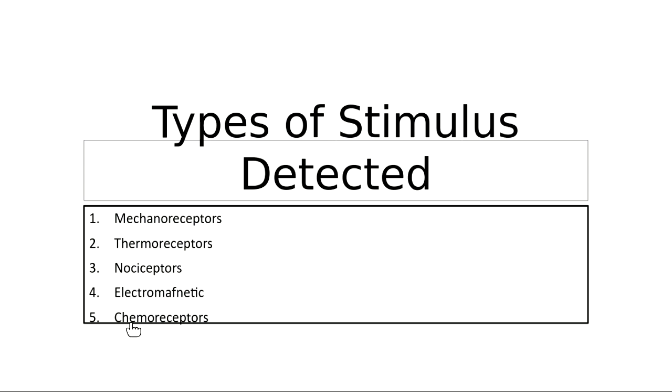Chemoreceptors detect chemical changes. So we have chemoreceptors that are responsible for taste and smell. We have some that pick up oxygen levels and carbon dioxide levels and hydrogen, for pH levels in your body. And your body will adjust or adapt itself to correct adverse oxygen and carbon dioxide levels and even pH levels inside of your body.